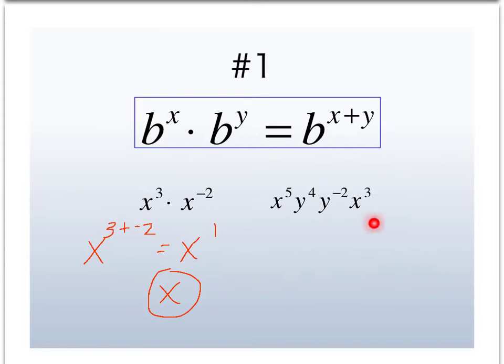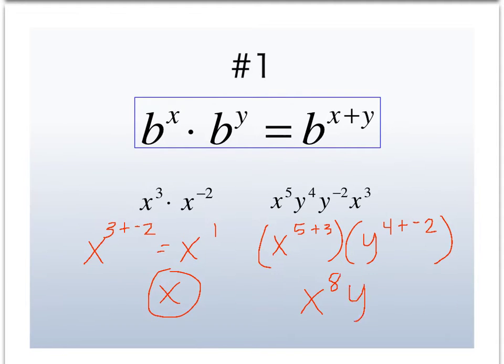A little more complicated here, there are 2 different bases we're dealing with. We have x to the 5th and x cubed, and then y to the 4th and y to the negative second. We can only combine like bases, so this is going to be x to the 5 plus 3, and then y to the 4 plus negative 2. So our final answer here will be x to the 8th and y squared.